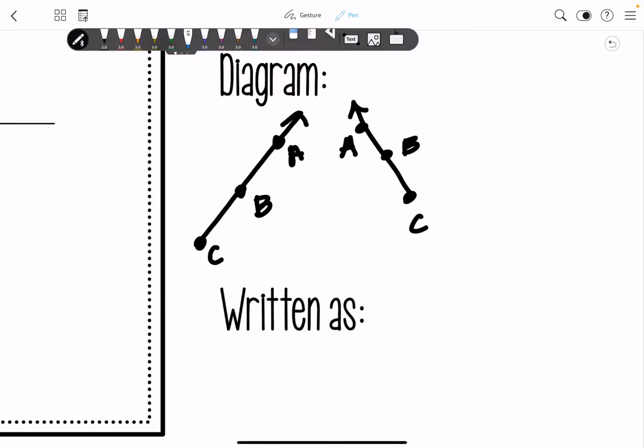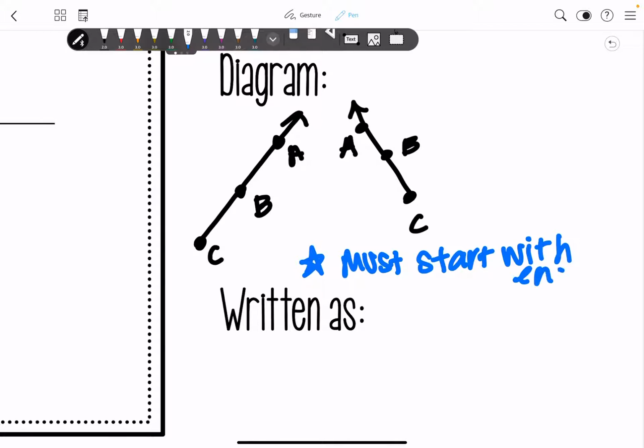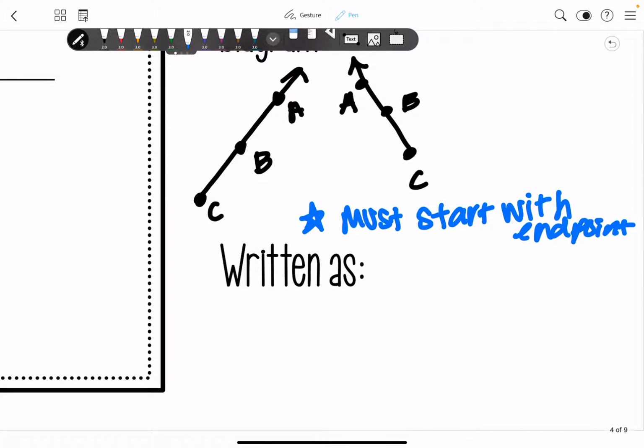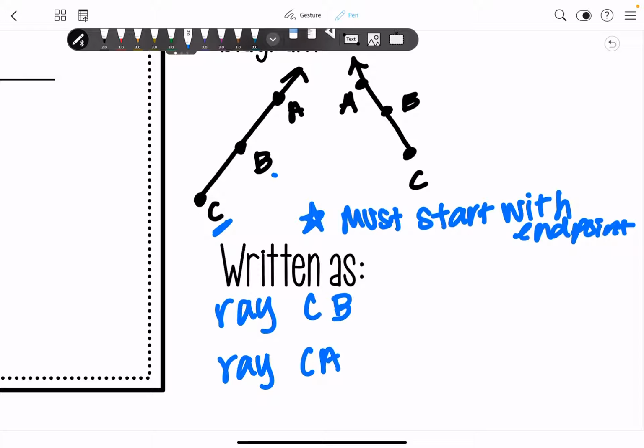Now, the way that you can write this and the way that you're going to have to start it is it has to start with the endpoint first. Must start with endpoint. So what that means is no matter what, if you're saying it's ray C, then you can do CB, or you can do ray CA. You have to start with your endpoint first. If I was to say ray BA, I'm only talking about this part. And I'm talking about a completely different ray, and I'm not including CB here.